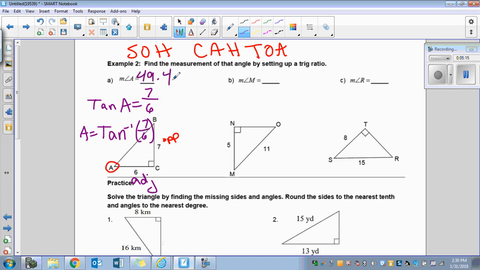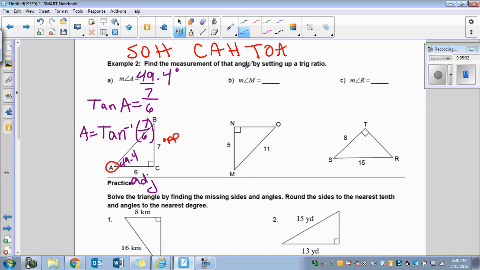49.39 is 49.4 degrees. Put a little degree symbol above it. These are all in degrees. If they were asking us for angle B, we could just subtract it from 90, right? If this is 49.4, we can also find angle B if they wanted without doing trig.